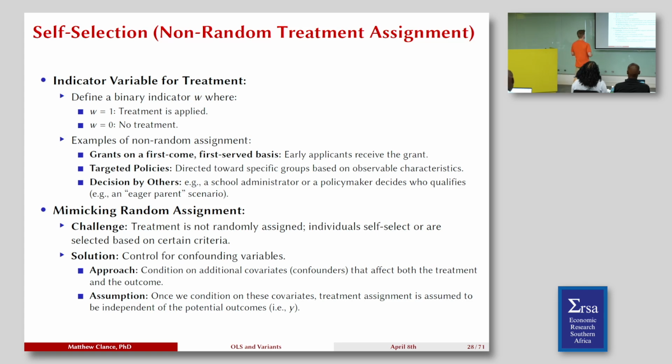But if we can figure out what might be causing that selection, or certain characteristics, certain reasons why we might see selection in that case, we can actually try to control for it. We can make an attempt. And in some ways, even making an attempt is better than ignoring. So just to give you an example, if we were thinking about a binary indicator as a treatment, there's some variable W, where a treatment is applied versus 0 where there's no treatment. Give some examples in terms of grants on a first come, first served basis.